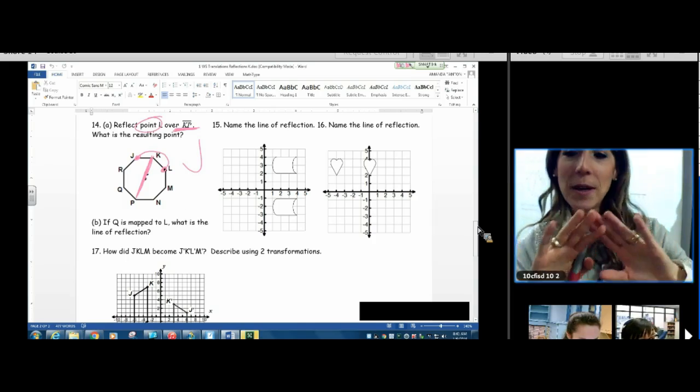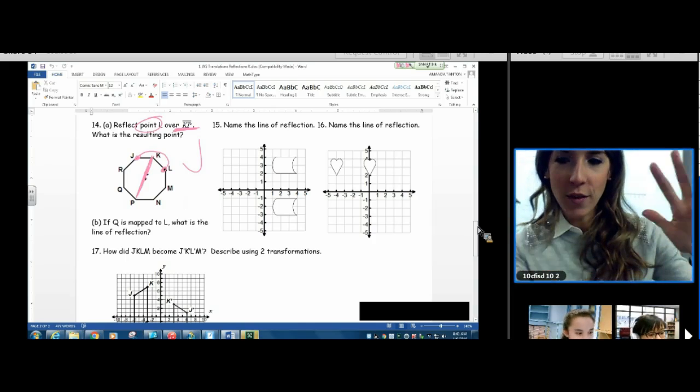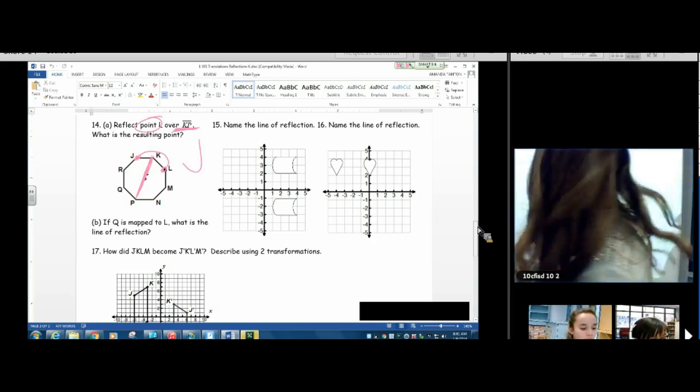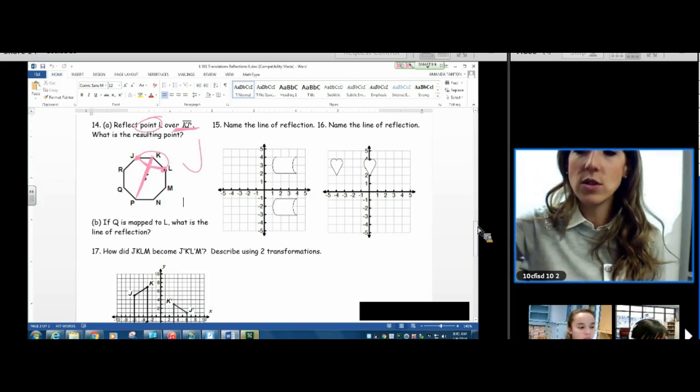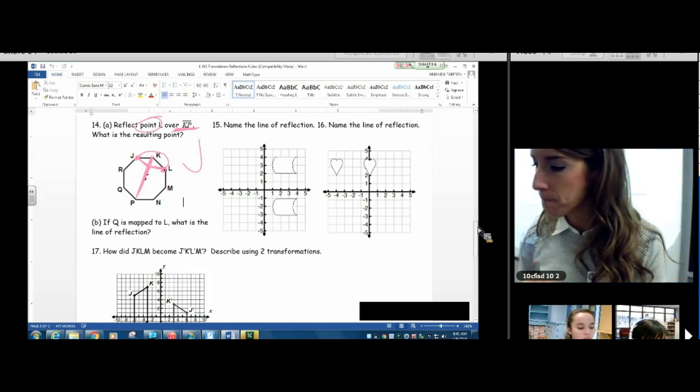So you're thinking, which other point is equidistant from KP as L is? So L is, kind of this far away from KP. Which other point is that far away? See what I'm saying? So you do need to draw the segment in, okay?